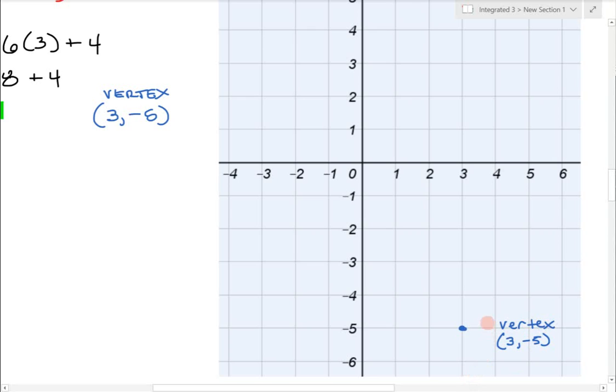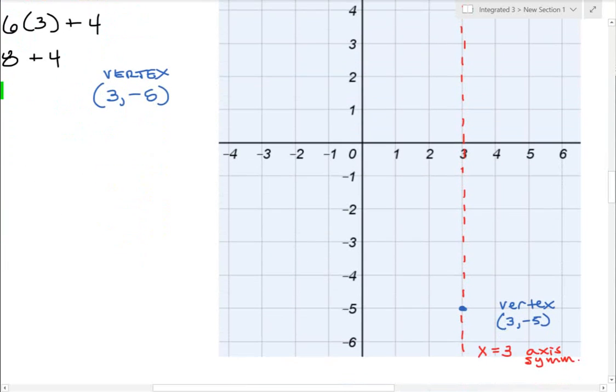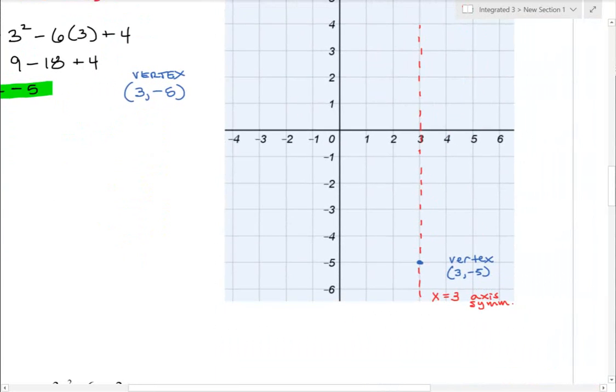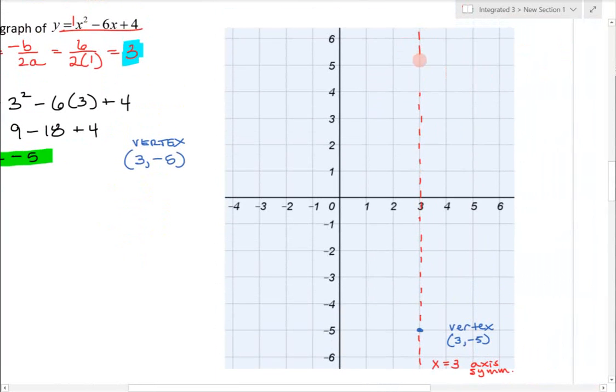Okay. Now, if that's my vertex, then we're also going to have that line right there being the axis of symmetry. The axis of symmetry is the line x equals 3. Is that okay with everybody?